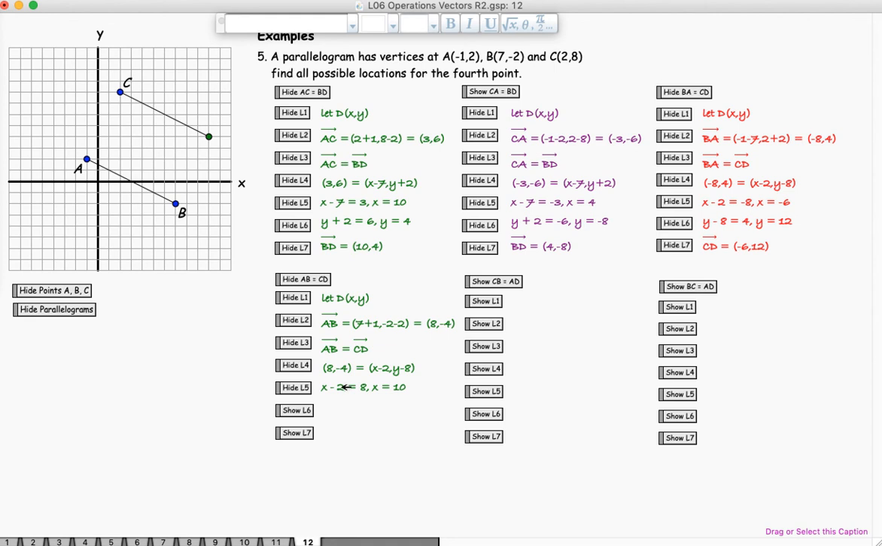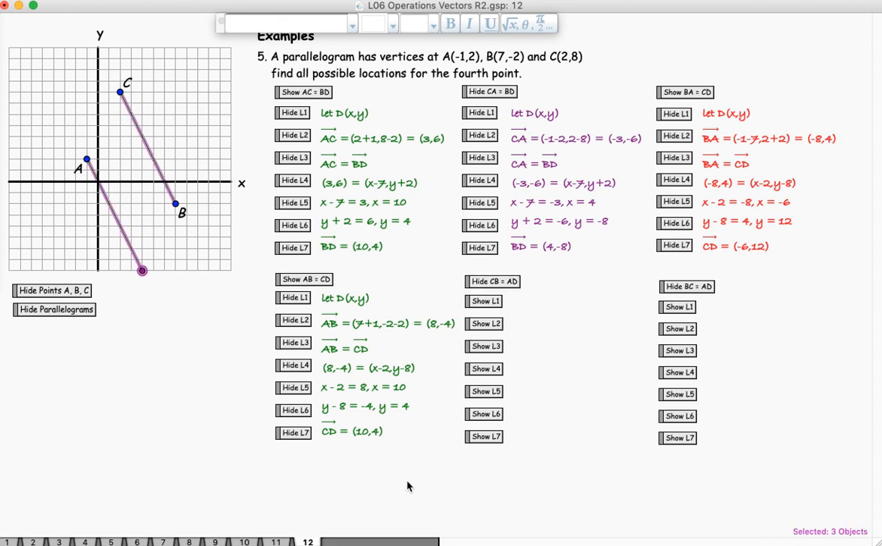So two equations, x minus 2 is 8. That gives me x is 10. Y minus 8 is negative 4. And that gives me y is positive 4. And then in the end, I'm going to have CD is 10, 4. So I get this point a second time. Let's hide that. And let's show CB equal AD.